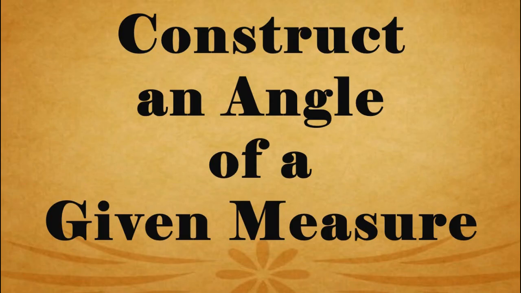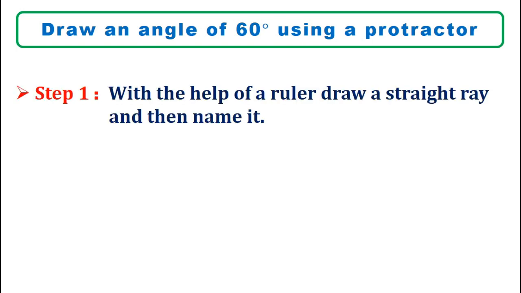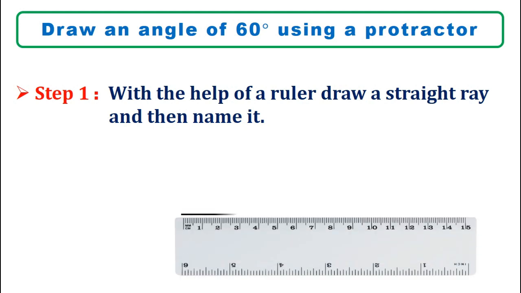Let us next learn how to construct or draw an angle of a given measure. So first, we will draw an angle of 60 degrees using a protractor. To draw or to construct an angle, we need to follow a process of 5 simple steps. The first step says that with the help of a ruler, we need to draw a straight ray and then name it. In this case, we have named it as BC.